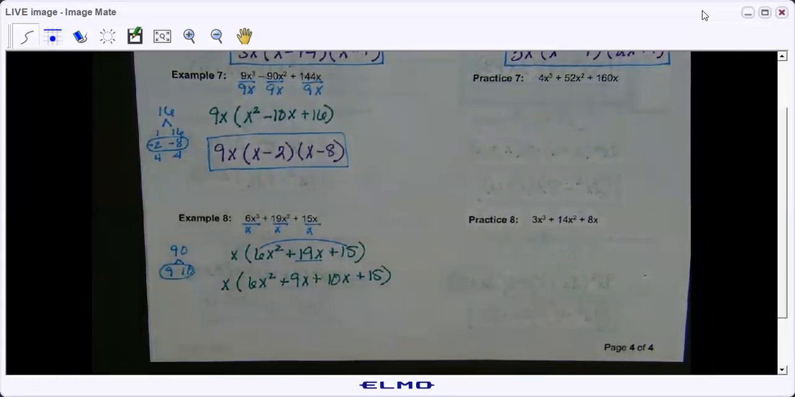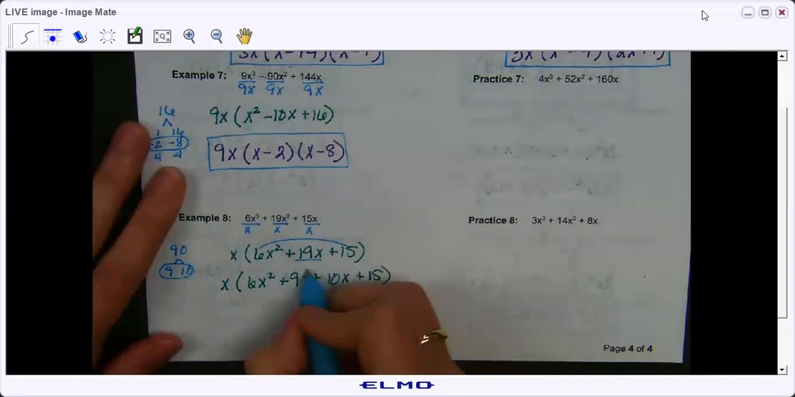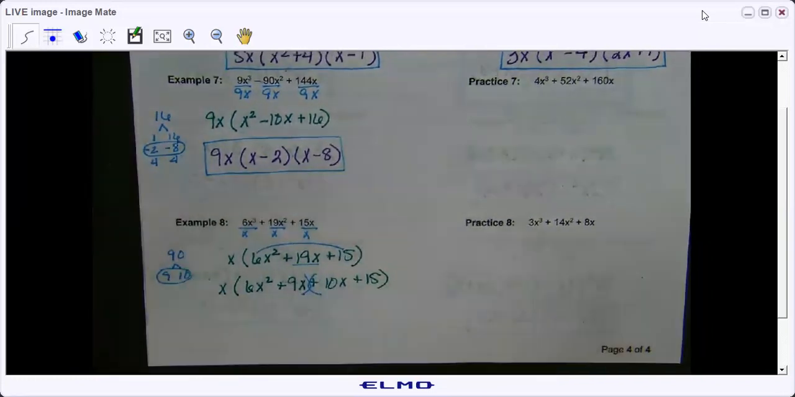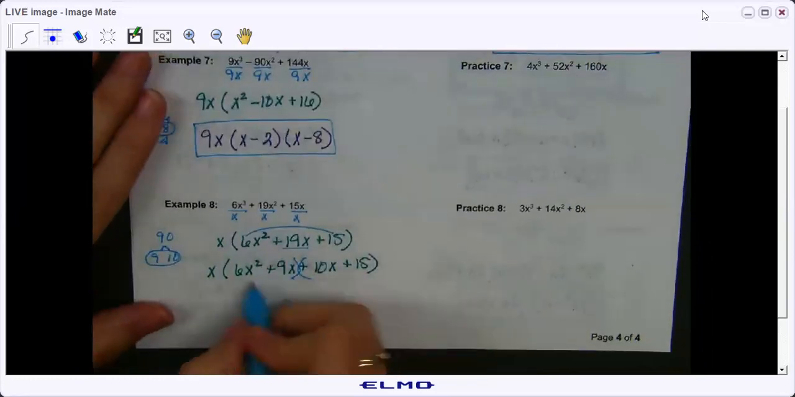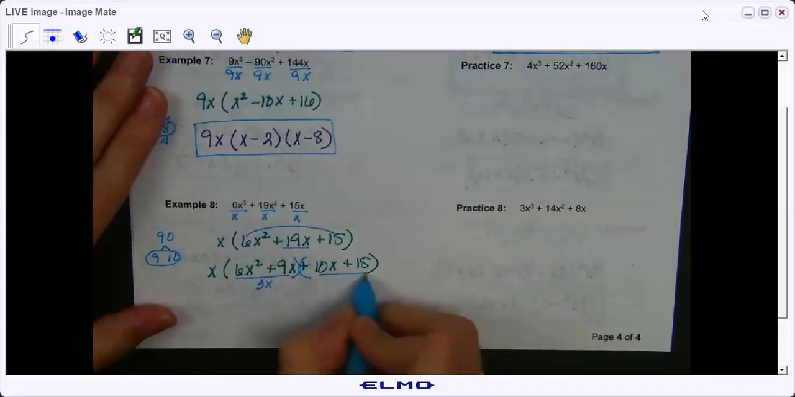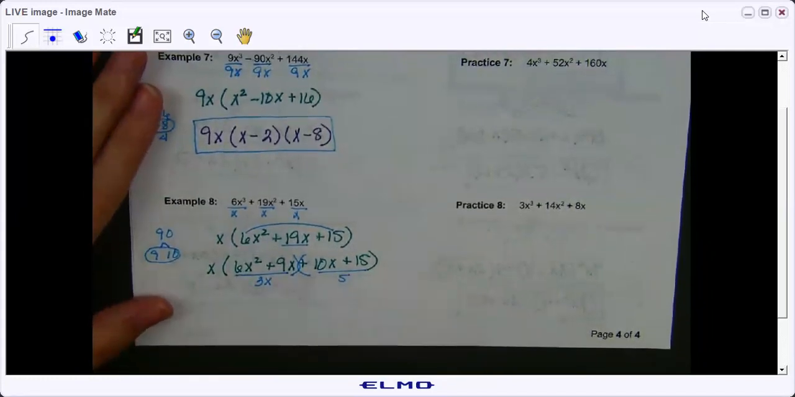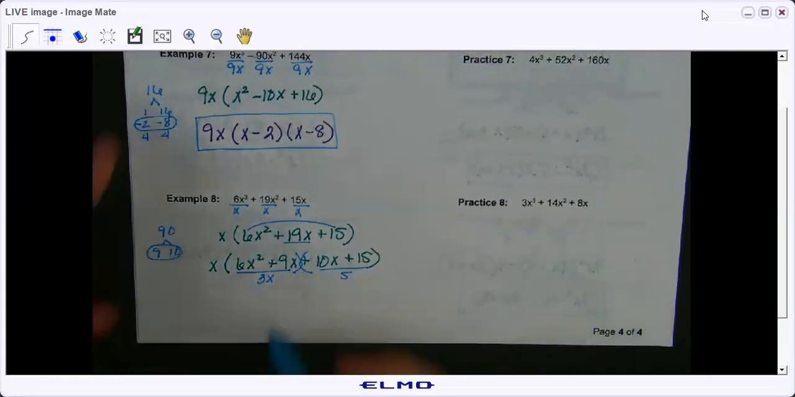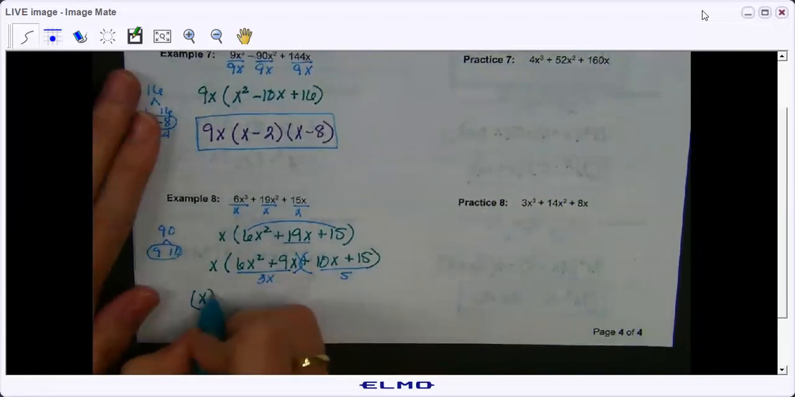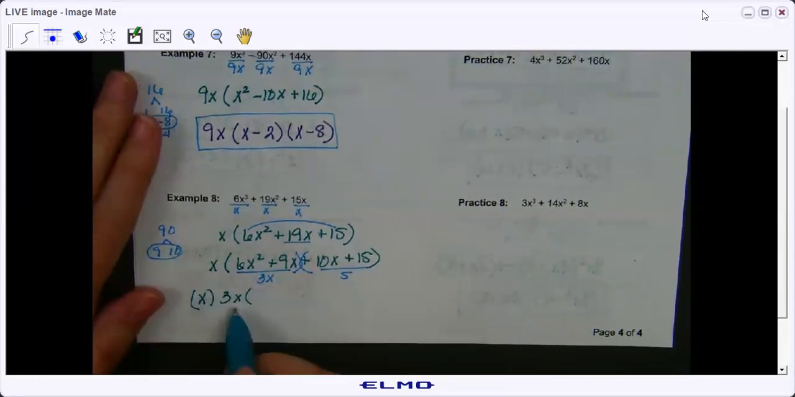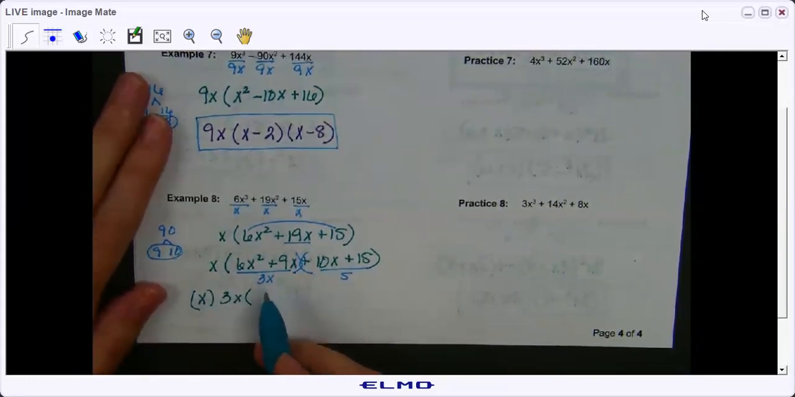Okay. And now we group them. It's like we did above in the rest of these notes. So we group them. Now we're going to take out the greatest common factor. The greatest common factor here is 3x. And the greatest common factor here is 5. Okay. So we have x over here to the side. And we have our 3x that we factored out of our binomial.